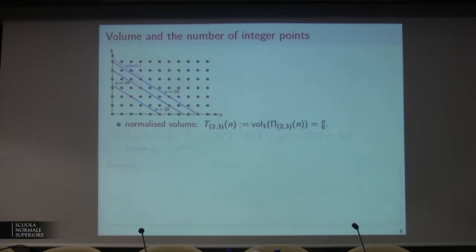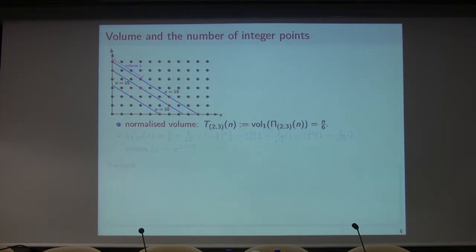And yeah, now let's look at these polytopes in more detail. So we can look at their normalized volume. We want to normalize the volume such that the volume of an interval between 2 lattice points is 1. So this would mean that this polytope has volume 3. And then we can see that the volume of the parametric polytope, depending on the index n, is n over 6.